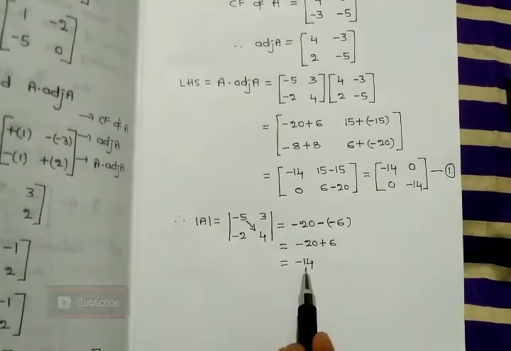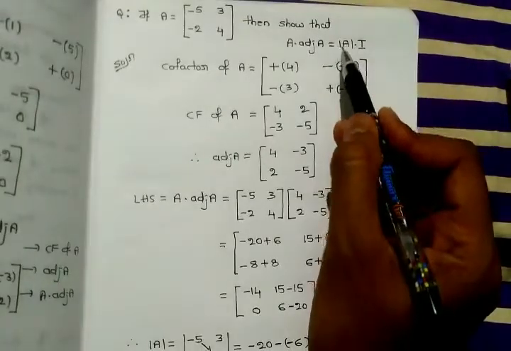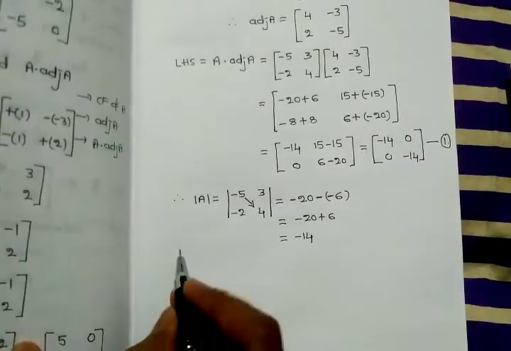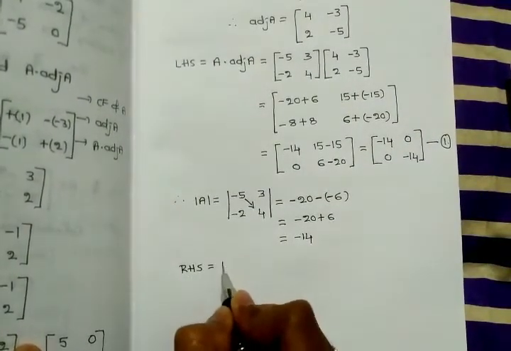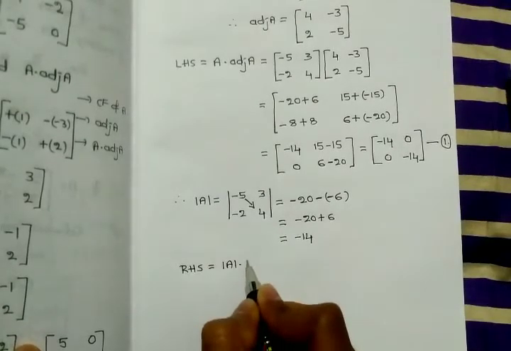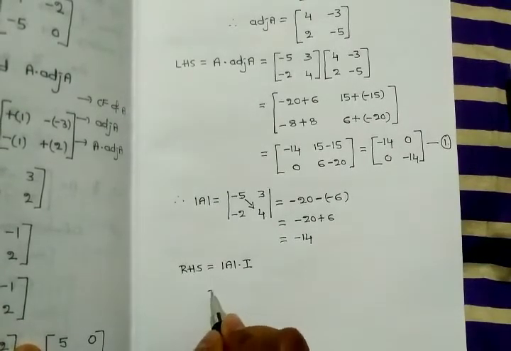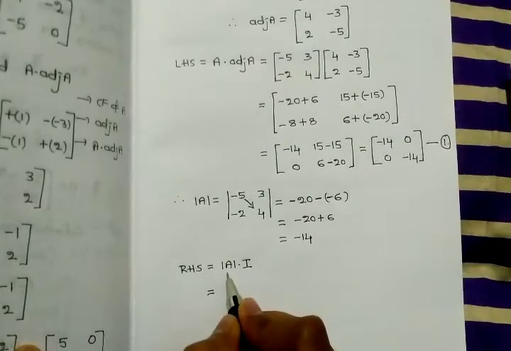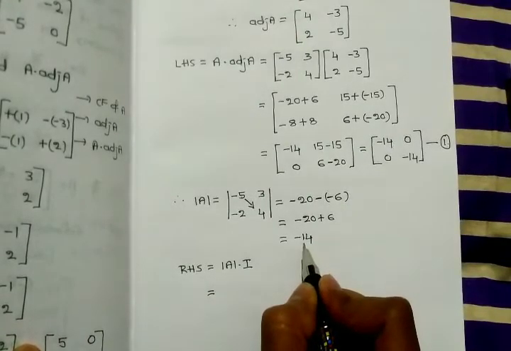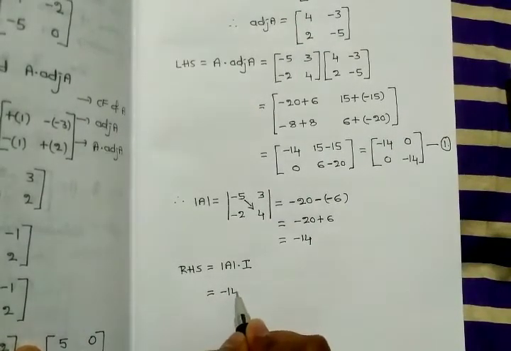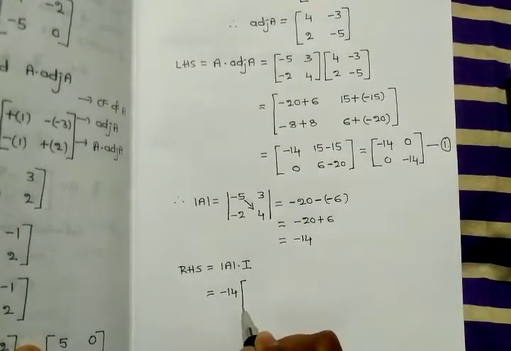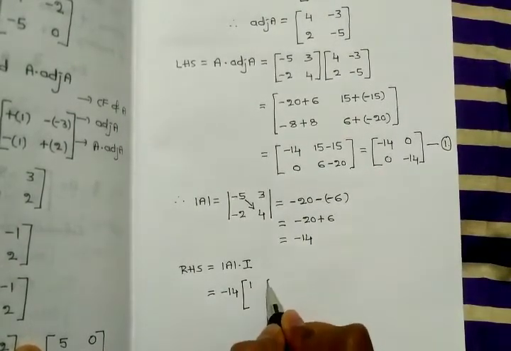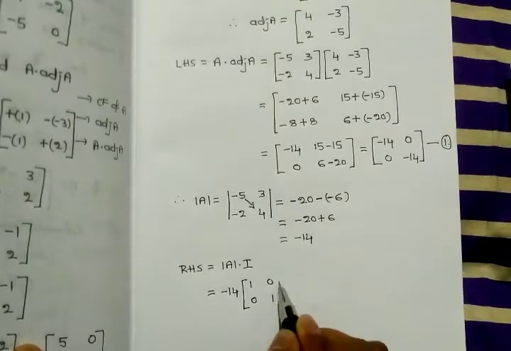So once you get determinant of A, next take the right hand side value. So right here RHS, right hand side. So what is that? Determinant of A into I. So which is equals to, first determinant of A value is there. Determinant of A value is minus 14. So note down here, into I means identity matrix. Identity matrix value is 1 0 0 1.